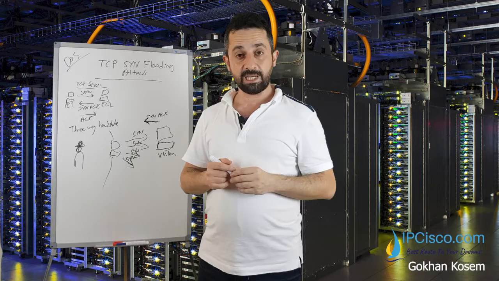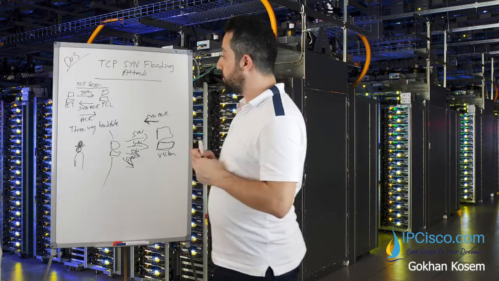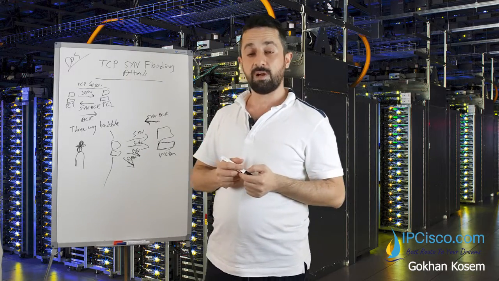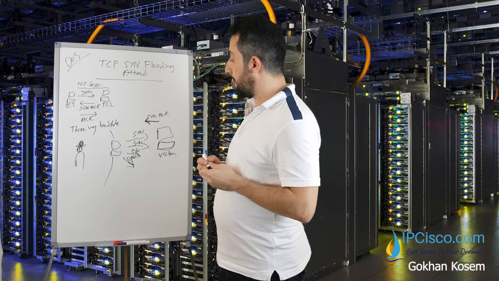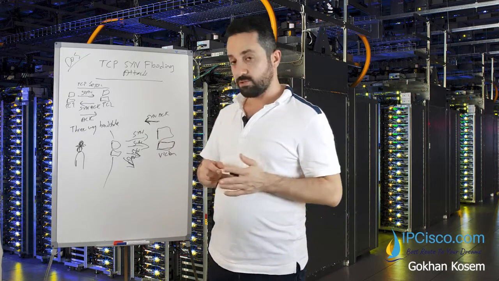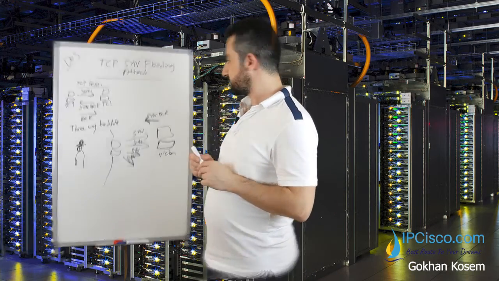So how can we protect ourselves from TCP SYN flooding attacks? Firstly, we can limit the incoming SYN packets in the firewall, and we can also extend the connection queues, or we can decrease the connection timeouts.